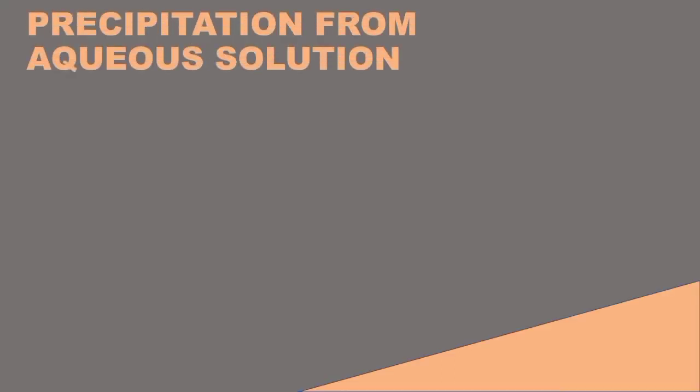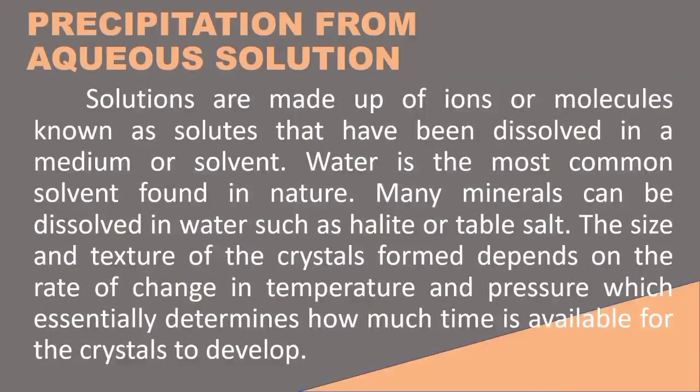Third, precipitation from aqueous solution. Solutions are made of ions or molecules known as solutes that have been dissolved in a medium or solvent. Water is the most common solvent found in nature. Many minerals can be dissolved in water, such as halite or table salt. The size and texture of the crystals formed depend on the rate of change in temperature and pressure, which essentially determines how much time is available for the crystals to develop.